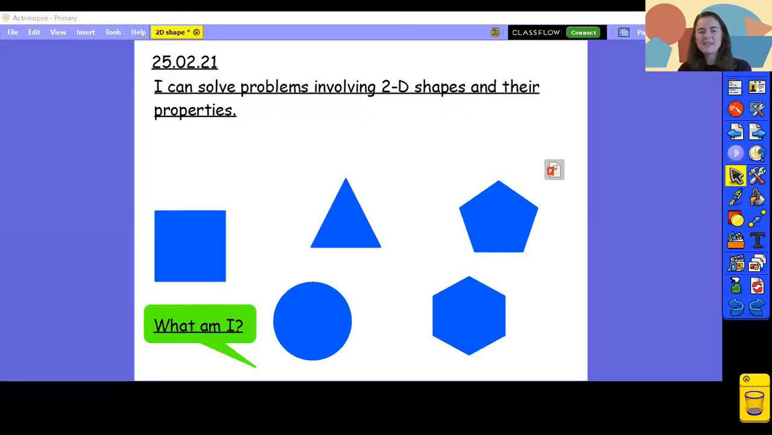Okay, so let's have a look at our learning intention for today. It says, I can solve problems involving 2D shapes and their properties. And the first thing we're going to do is play a little game. It's called What Am I? I'm going to give you some clues about a shape, and I want you to call out to the screen what shape you think it is. So let's see which one we're going to start with.